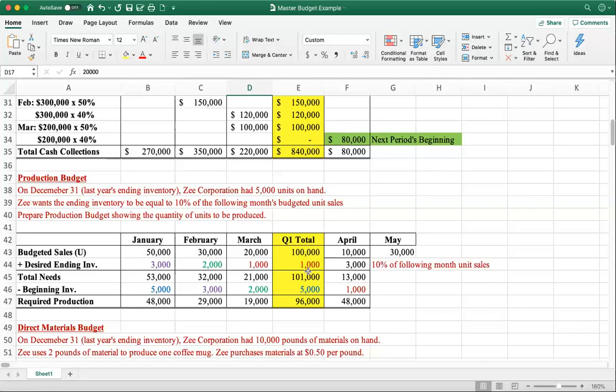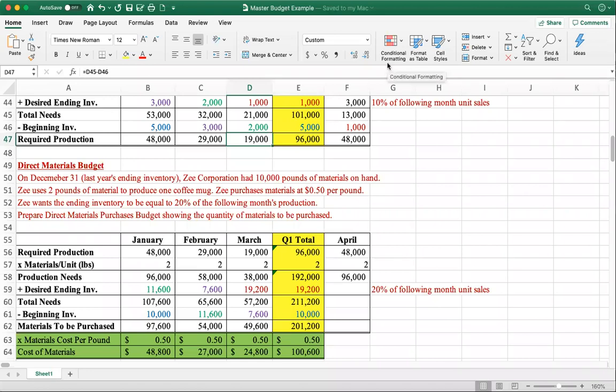So 100 plus 1,000, 101,000 total needs for the quarter, minus 5,000 because we had it in beginning inventory, will give us 96,000 units for the whole quarter, right? And you can also perform the calculation for the month of April as well.